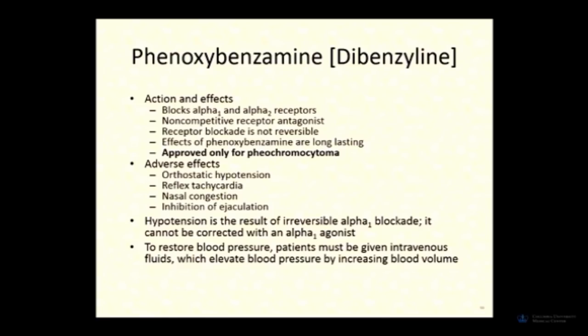Excuse me, it cannot be corrected by alpha agonist. I misread that. So the hypotension with phenoxybenzamine, you can't reverse it with an alpha agonist. Okay. If you recall, this was the effect of changing the effectiveness of the agonist in the presence of the antagonist. Where you cannot reverse it by just giving an agonist, you have to just give fluids.